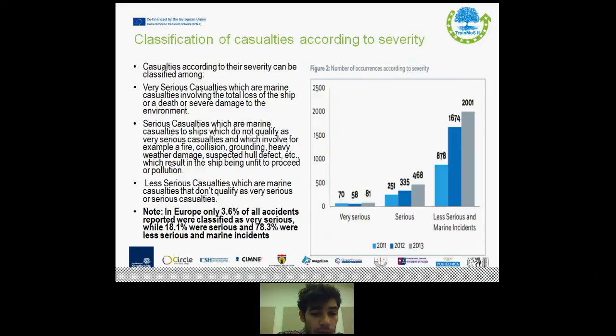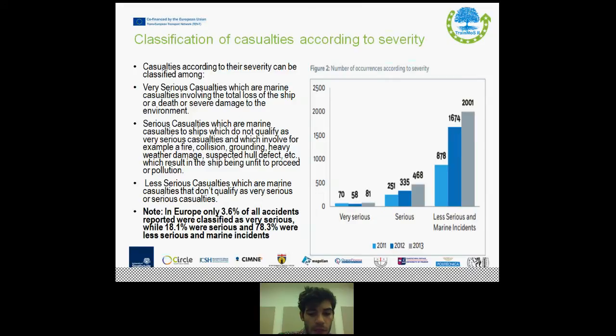and which involve, for example, a fire, collision, grounding, heavy weather damage, suspected hull defect, and several others, which result in the ship being unfit to proceed or pollution. And finally, we have the less serious casualties, which are marine casualties that don't qualify as very serious or serious casualties. Particularly in Europe, only 3.6% of all accidents reported were classified as very serious, while 18.1% were serious and 78.3% respectively were less serious and marine incidents.